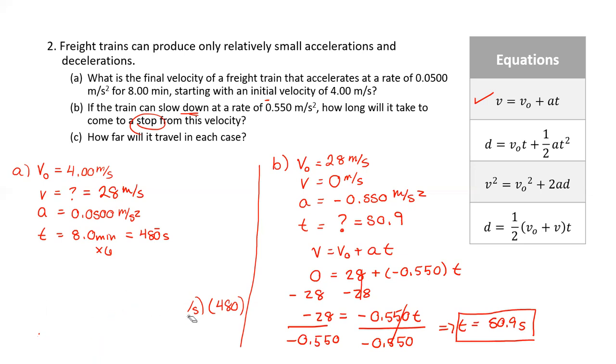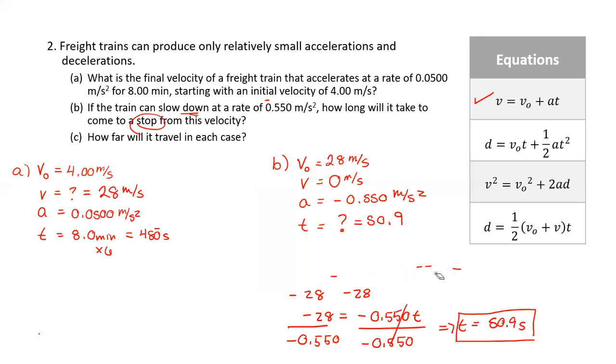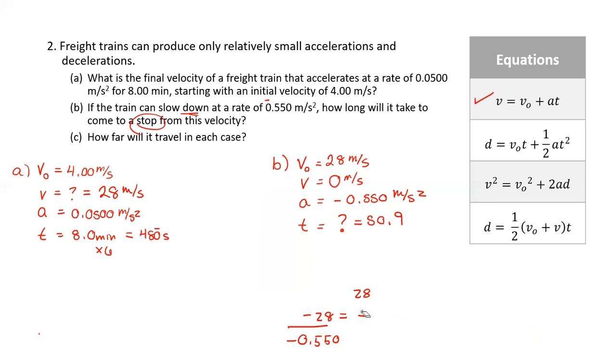So the second part of the question says, how far will it travel in each case? So what I'm doing is I'm just keeping the variables from the answers from A and B in the list of what we know already in the question. Then we're just going to throw in one extra variable and we're going to see, well, what would it take to solve for D, the displacement or the distance?